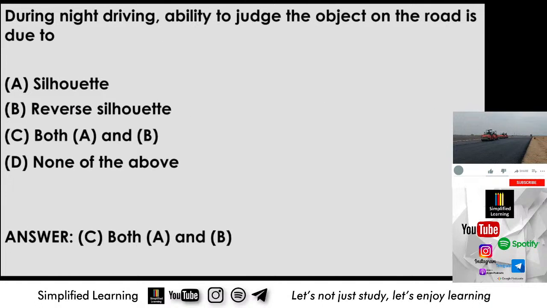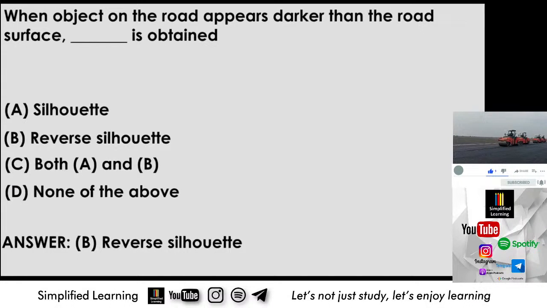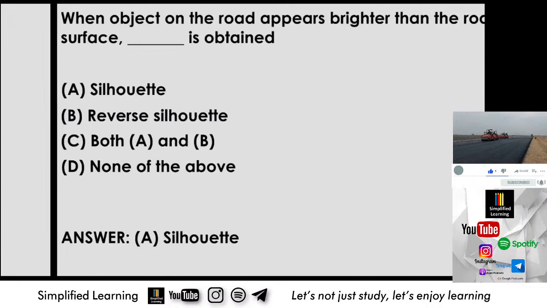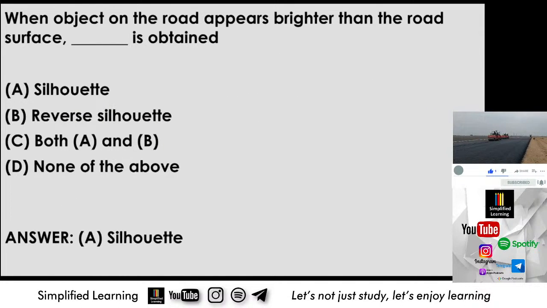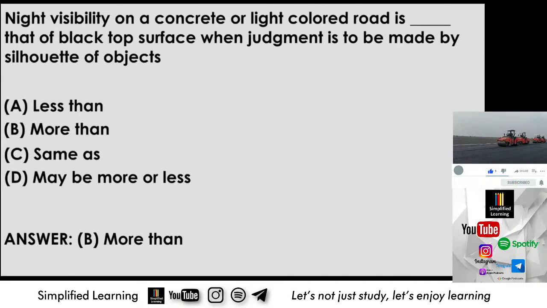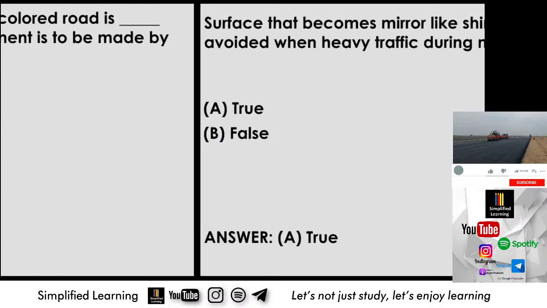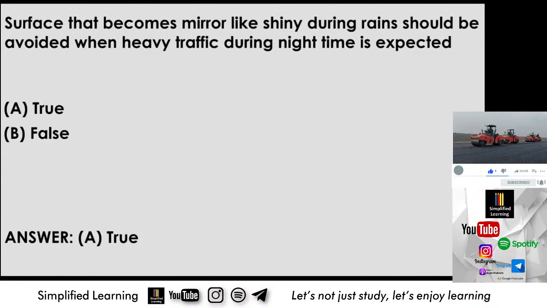Then during night driving, ability to judge the object on the road is due to silhouette and reverse silhouette both. When object on the road appears darker than the road surface, reverse silhouette is obtained. When object on the road appears brighter than the road surface, we obtain silhouette. Night visibility on a concrete or light colored road is more than that of black top surface when judgment is to be made by silhouette of objects. Surface that becomes mirror like shining during rains should be avoided when heavy traffic during night time is expected. Yes, this one is true.